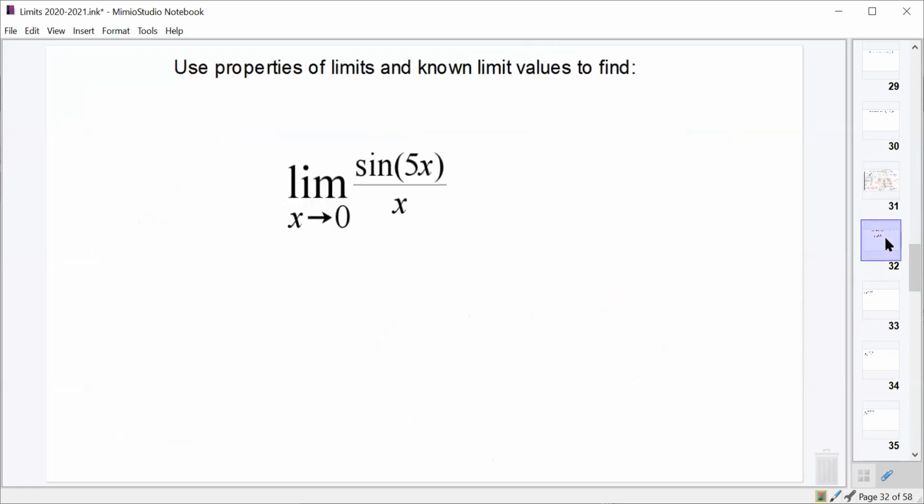All right, let's take a look at this first problem where we're going to apply this rule. So take a look at this one, think about this one for a second.